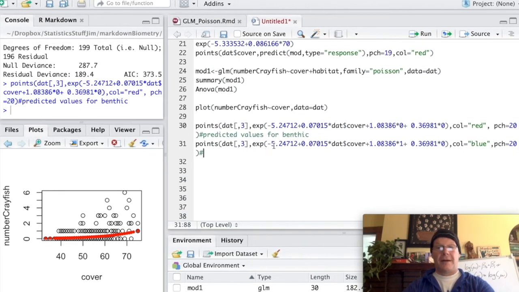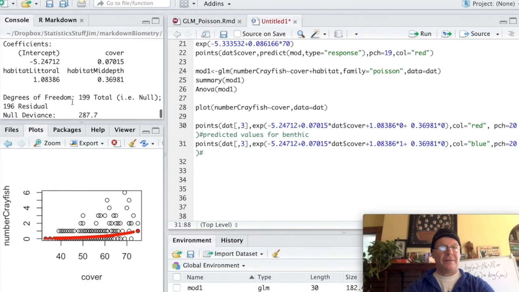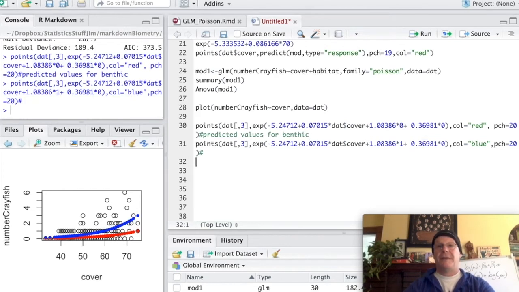And we could do the exact same thing then for the littoral habitat, I believe that is. Yep, there's the parameter estimate for the littoral habitat. And so this time that parameter is going to be included in there. Everybody gets the intercept, everybody gets the slope associated with cover, but now we're going to include, hey, I'm in the littoral habitat, we're going to include that parameter, and then I'm not in the mid-depth habitat, so we're going to exclude that parameter. Go ahead and we do that. And so now the blue is the littoral habitat.